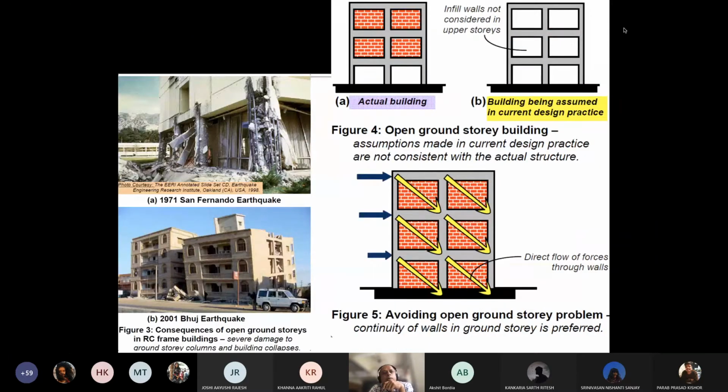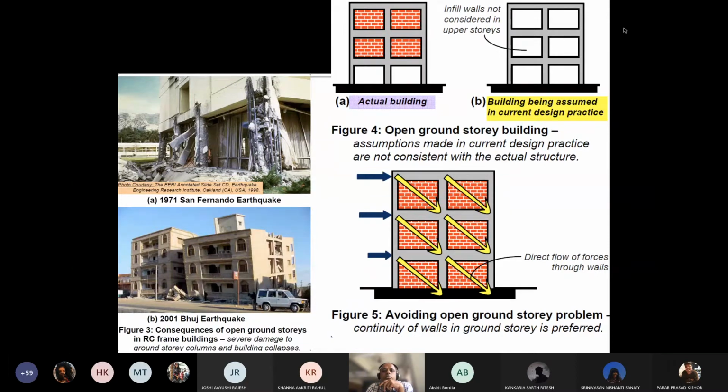So this is an example in the Fernando earthquake, how the columns on the lower floor were completely rattled. And in the Bhuj earthquake, the lower floor is completely gone. The stilts have completely been gone, and the building has just sat on top of it. So the lower floor has completely collapsed.